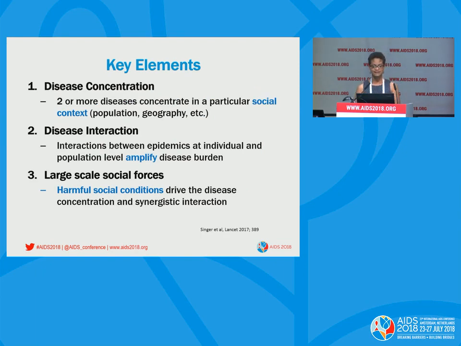The first is disease concentration. So two or more diseases have to concentrate in a particular social context, either a population, and in my work that's often key populations, or in a geographic setting. The second is disease interaction. And this is what's often left out in how people operationalize and analyze syndemic research. It's interactions between epidemics, both at the individual and the population level, that amplify the disease burden. So that interaction is quite important.